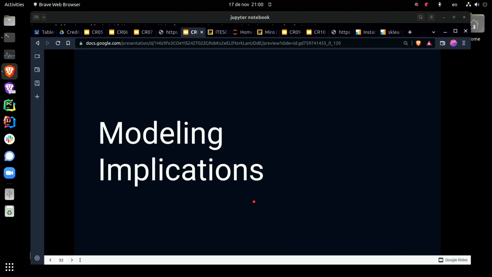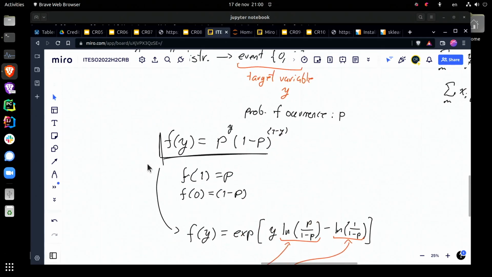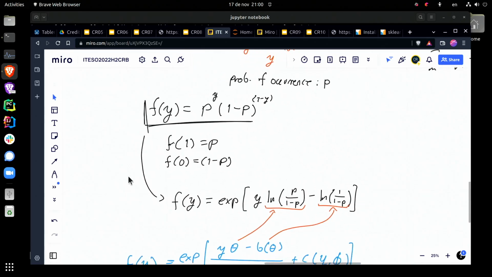Okay, so what are the modeling implications of this? So we now know the full path for the general case and kind of the specific path for the Bernoulli distribution.